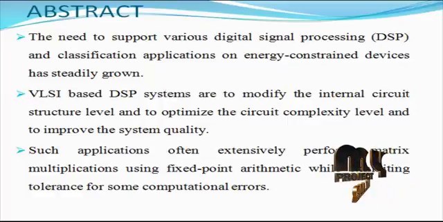The need to support various digital signal processing and classification applications on energy constrained devices has steadily grown. Such applications often extensively perform matrix multiplication using fixed point arithmetic while exhibiting tolerance of some computational errors. Hence, improving the energy efficiency of multiplication is crucial. In brief, we propose a multiplier architecture that trades computational accuracy for energy consumption. Compared with the precise multiplier, the proposed multiplier consumes less circuit complexity.